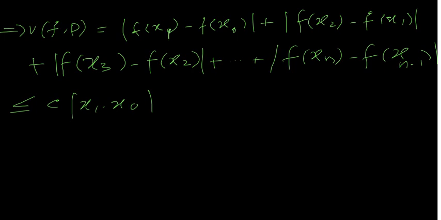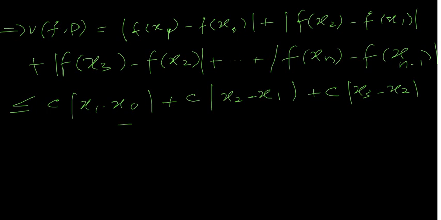So mod of f of x1 minus f of x naught is less or equal to c times mod of x1 minus x naught, plus c times mod of x2 minus x1, where c is a constant, plus c times mod of x3 minus x2, plus c times mod of xn minus xn minus 1. Now they are all non-negative numbers because x1 is always greater than x naught, and c is the common factor, so we can pull out this c from that sum.